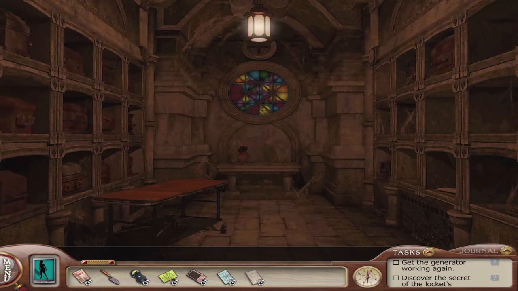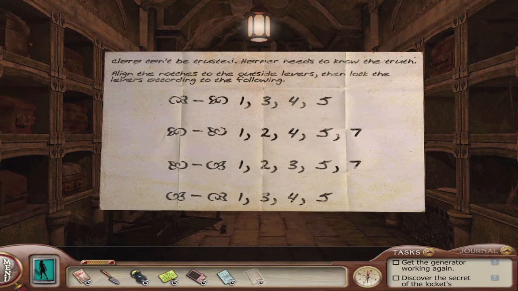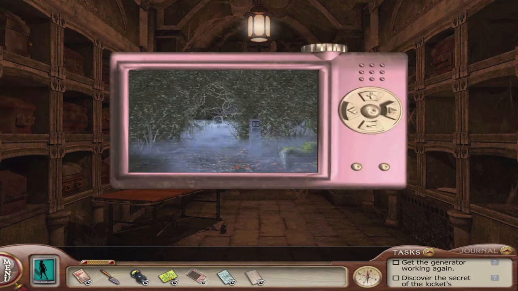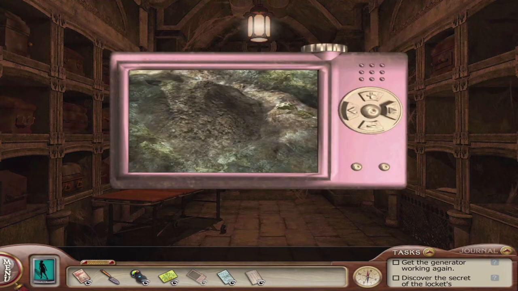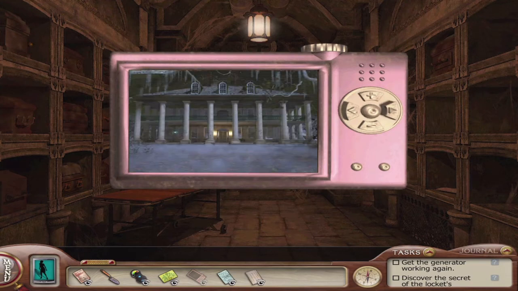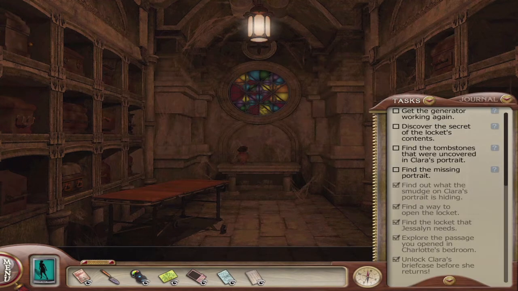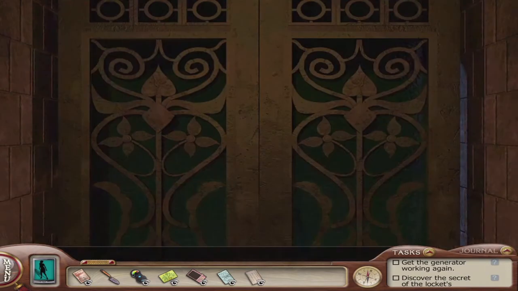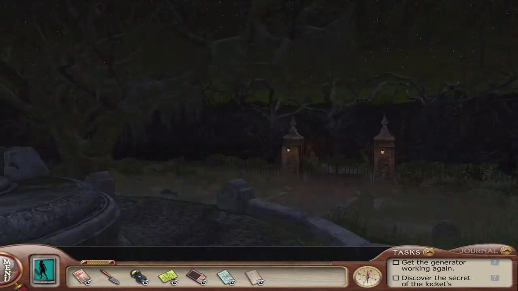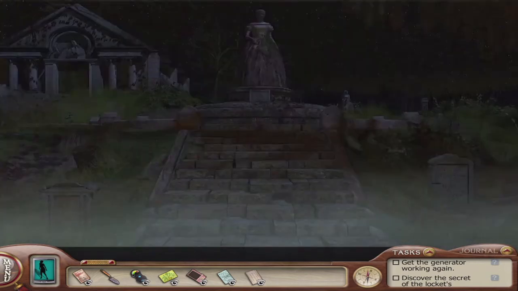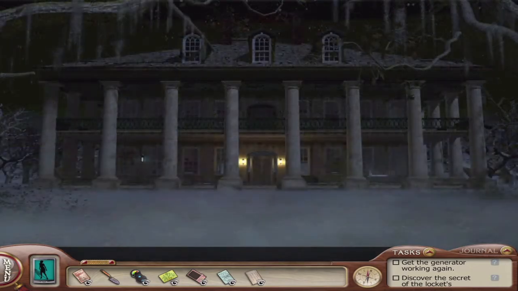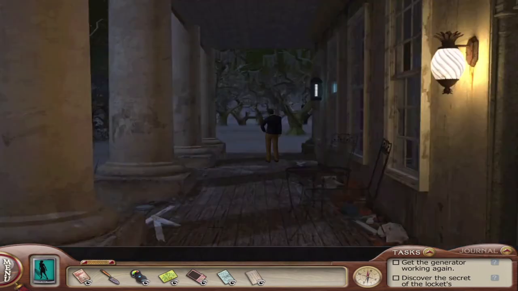Okay, so we're in the crypt. We're missing something. Gosh dang it, it is frustrating me that I'm missing something. Okay, so he's not there. Let's see if Colton is back. I'm kind of confused as to what I'm supposed to do now.